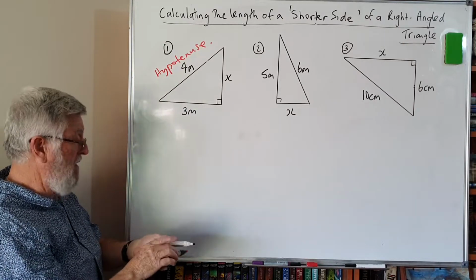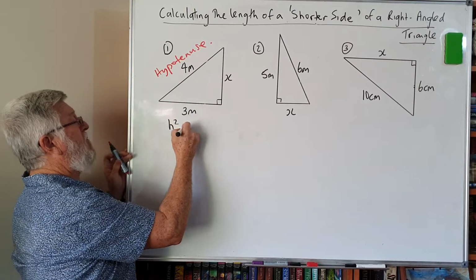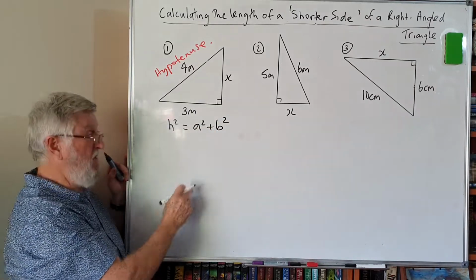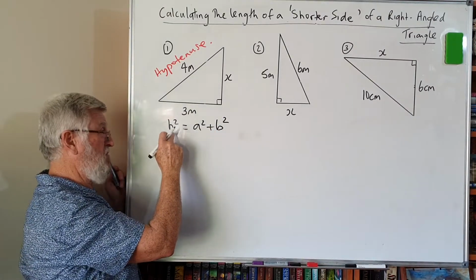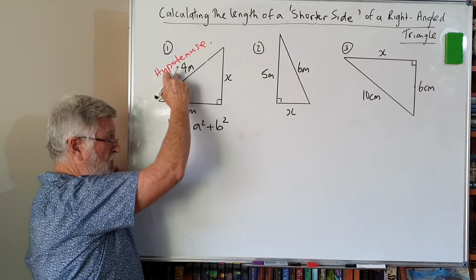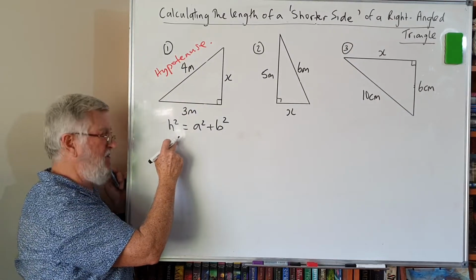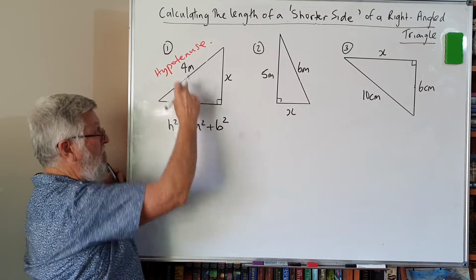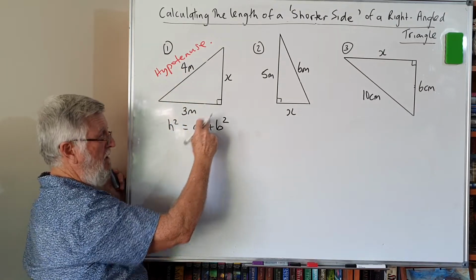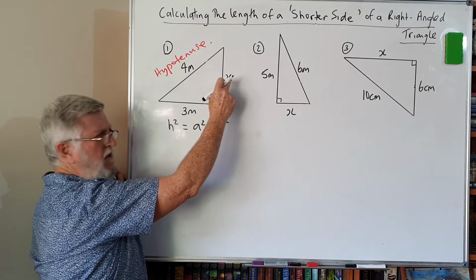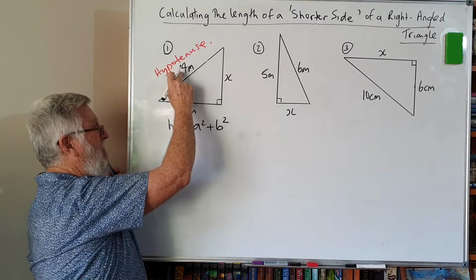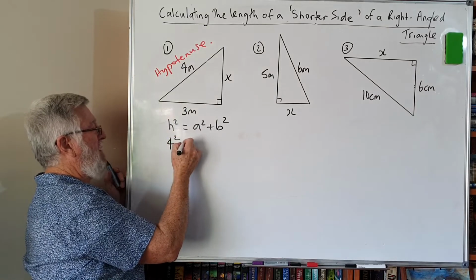Let's have a look at the formula. Now I write the formula as h squared equals a squared plus b squared. A lot of people write it as c squared. When they say c squared, they're meaning the hypotenuse is the c. I prefer the h. Let's have a look what the numbers are. If that's the hypotenuse, I can't put it over here. A lot of people see the x and keep thinking, oh, that's got to go there. No, it doesn't. The hypotenuse is 4, so that's a 4 squared.